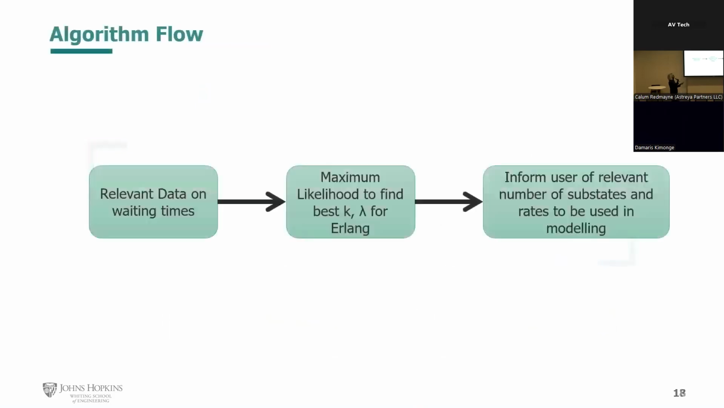So just a quick overview of what the tool will look like. We have some relevant data on waiting times. We do a maximum likelihood to find the best K and the best lambda, and the best K basically informs the user of the relevant number of substates to be used in the modeling. I'll walk you through this with a very simple example here.